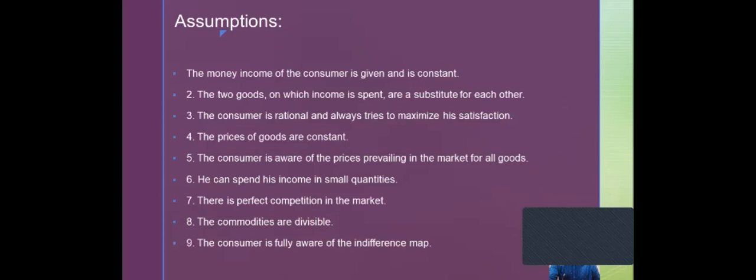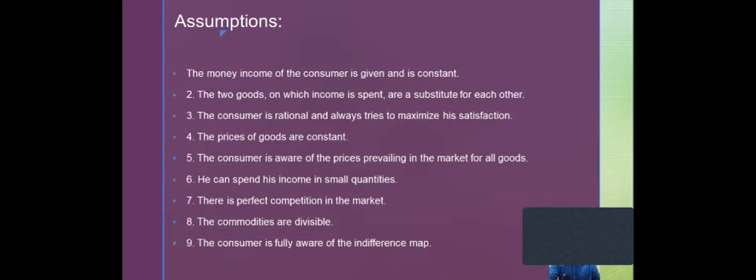The fourth condition is that the prices of goods should remain constant. Whatever prices of X and Y are fixed at the beginning should remain constant. Suppose the price of good X is 5 rupees and the price of good Y is 10 rupees, it will remain constant, it will not change during the purchase by the consumer.